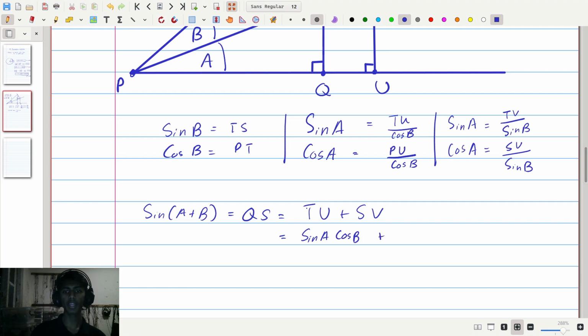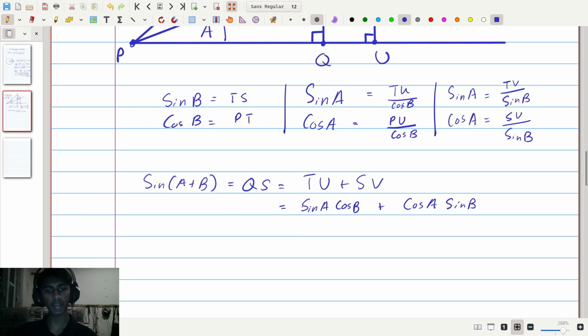Plus, now to substitute SV. SV is over here. If we consider what we have, cosine of A is SV divided by sine of B. Multiplying by sine of B, we can see that SV is equal to cosine of A times the sine of B. So SV we can substitute as cosine of A times the sine of B. And we have accomplished our mission here actually.